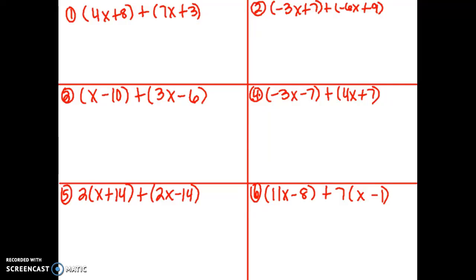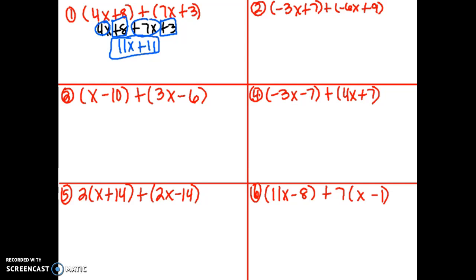Adding linear expressions practice. Number 1, 4x plus 8 plus 7x plus 3. There's nothing to distribute, so I'm just going to rewrite 4x plus 8 plus 7x plus 3. And then combine like terms. 4x plus 7x is 11x. And 8 plus 3 is 11. So my answer is 11x plus 11.